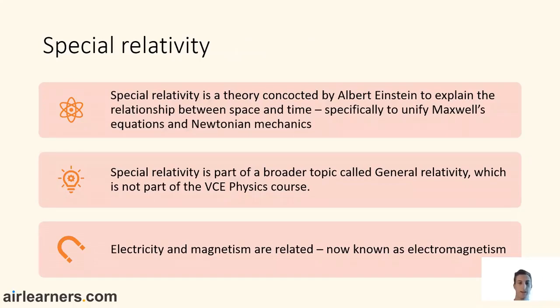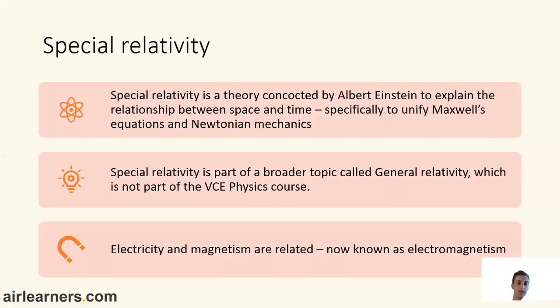Okay, so special relativity is a theory concocted by Albert Einstein to explain the relationship between space and time, specifically to unify Maxwell's equations and Newtonian mechanics. Now, within this course, you don't do Maxwell's equations specifically. You may have looked at it briefly in Year 11 and 12 physics, but aside from that, you don't need to know it.